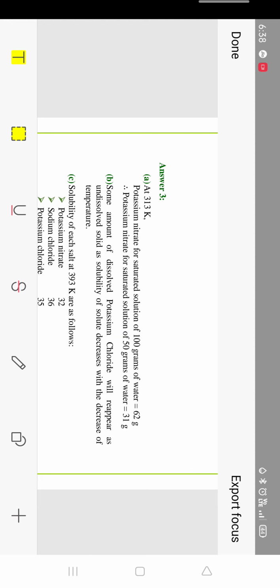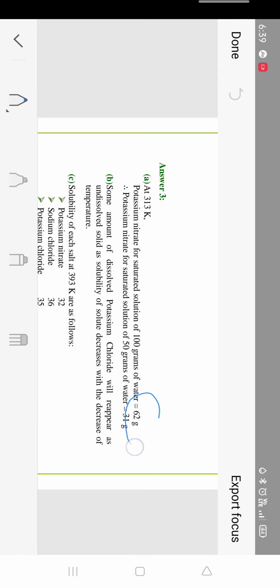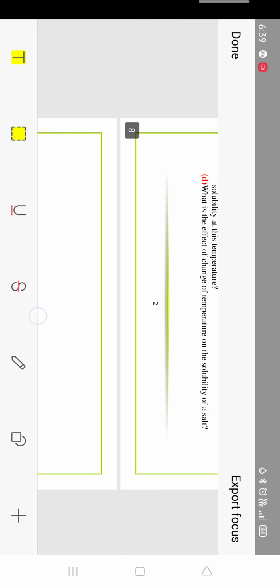So let's see the solution. At 313 Kelvin, for a saturated solution of potassium nitrate in 100 gram of water, we need 62 gram. And in the question, the examiner asked what amount of potassium nitrate is required to make a saturated solution in 50 gram of water. Now if 100 gram has 62, then how much will 50 gram have? Half of 62, that is 31 gram.